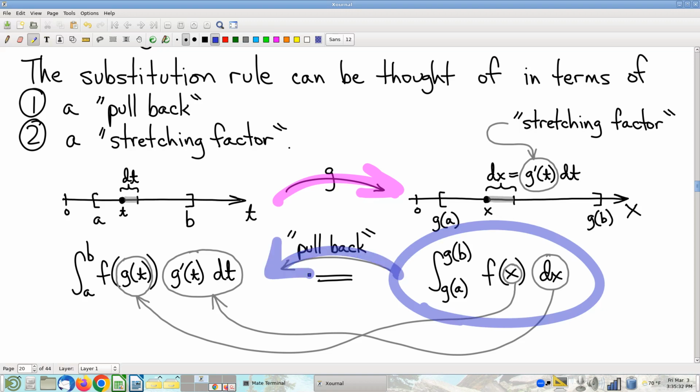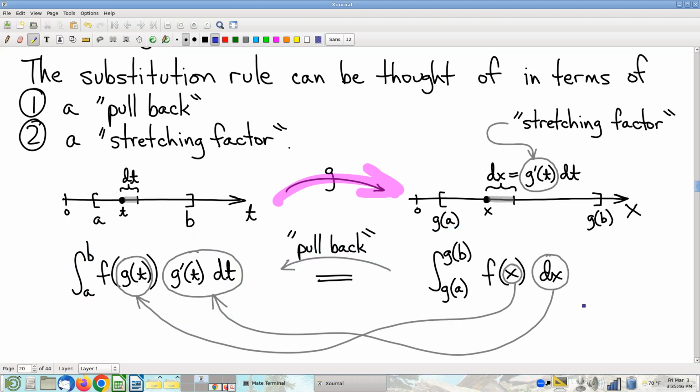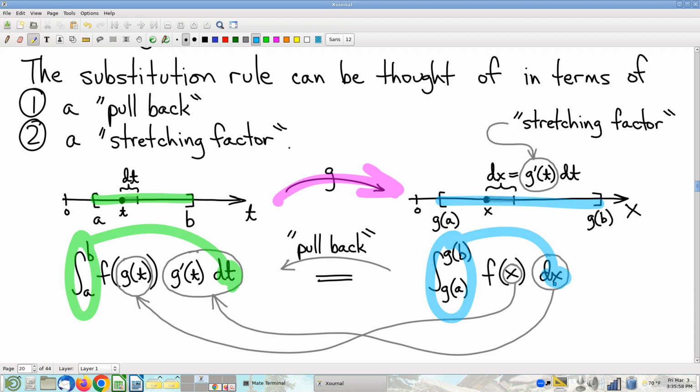That effectively, the substitution rule is allowing us to pull that back to rewrite as an integral in terms of t. Okay, so that's the first aspect of this that I want to point to. Now, this does a lot of the work for us. We've already talked about how this domain a to b on the t-axis turns into this domain from g of a to g of b on the x-axis.